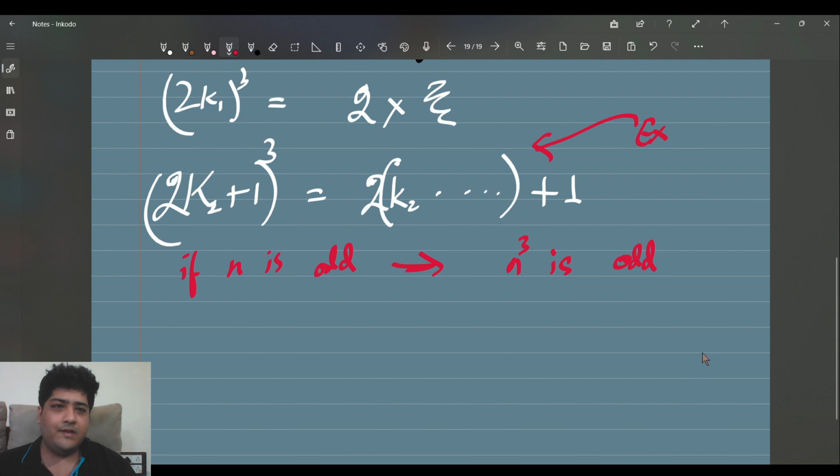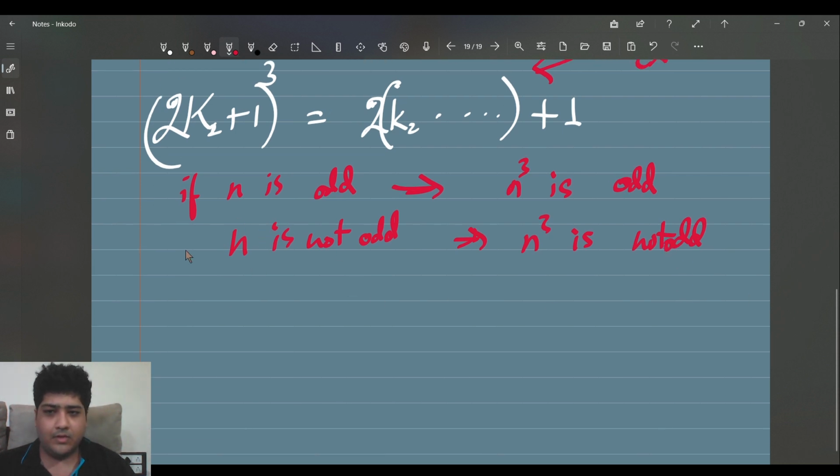And we have shown that if n is not odd, this implies n cube is not odd. So we have shown that p implies q. We have also shown that not p implies not q, which would mean the same thing as q implies p. So we can say that p implies q as well as q implies p, and we can put an if and only if condition here.